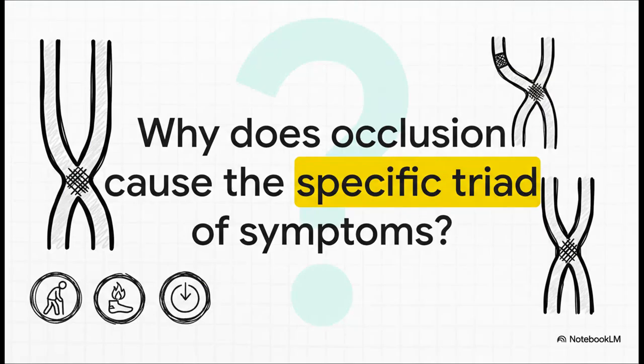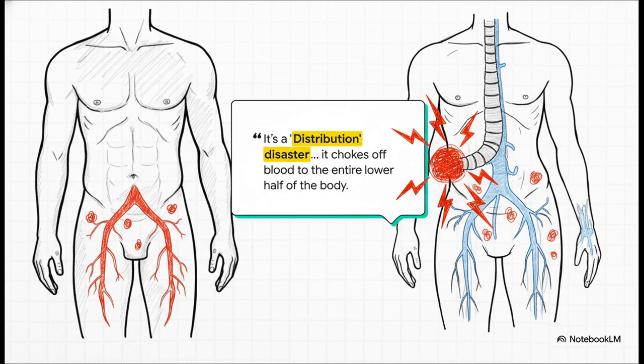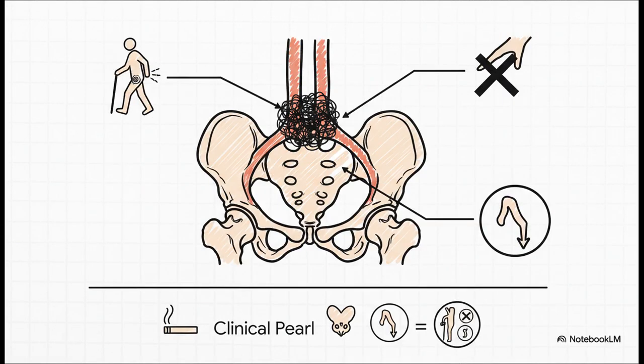Why does this high-level occlusion, right at the aortic bifurcation, produce that specific triad of symptoms? It's a total distribution disaster, Dr. Collins. Because the blockage is so high up at the distal aorta or common iliac arteries, it basically chokes off the blood supply to the entire lower half of the body. So the buttock and thigh claudication happens because the internal iliacs are completely starved of blood. The absent femoral pulses, well, that's just a direct mechanical result of the block.